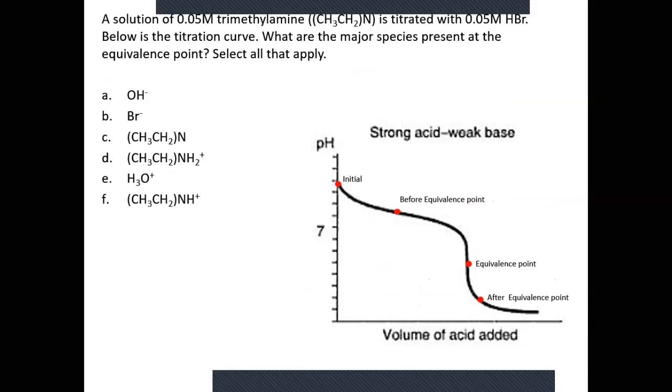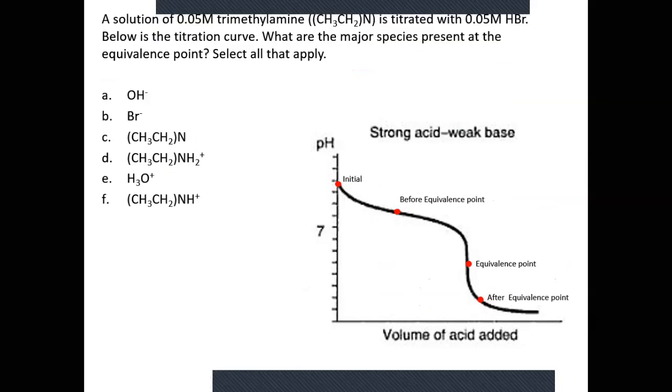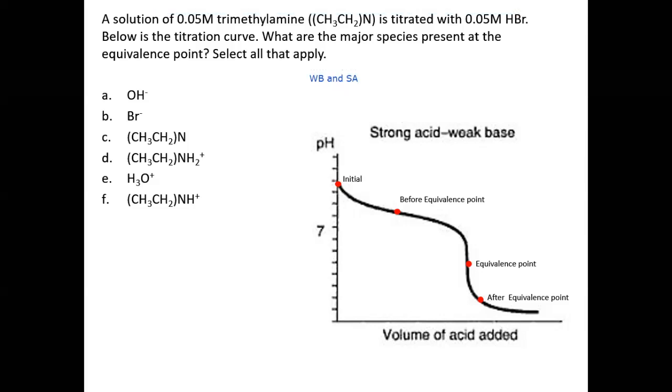So here, for example, we have a solution of trimethylamine that is titrated with hydrobromic acid. So we have trimethylamine, a weak base, and a strong acid. And it wants to know what's the major species present at the equivalence point. So remember, if we're having a weak base and a strong acid, what's being produced is the weak acid and anions. So let's look at this.